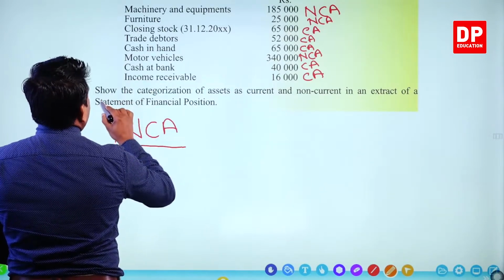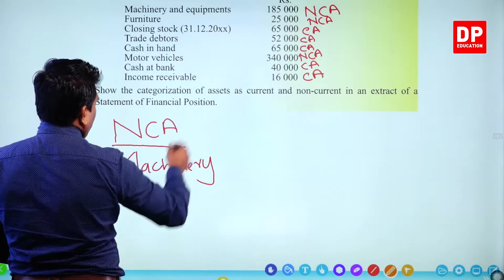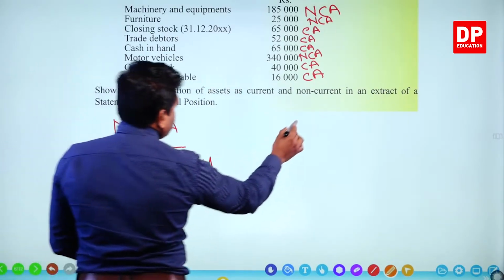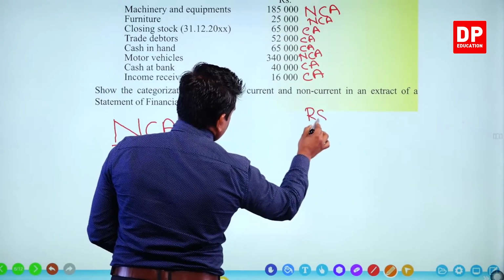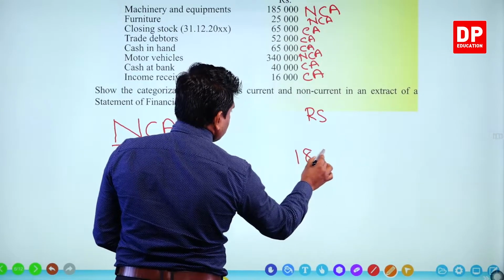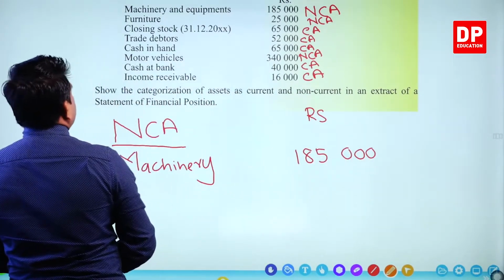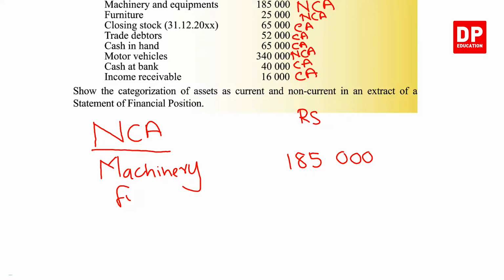Machinery we write first. Why? Machinery we use for more than 1 year time period. Machinery and equipments, right? I put here machinery, it's okay. Value is 185,000. Right? Then you can write furniture.